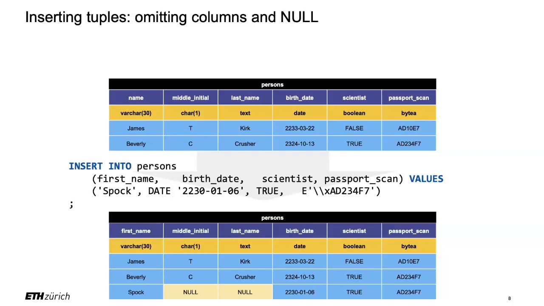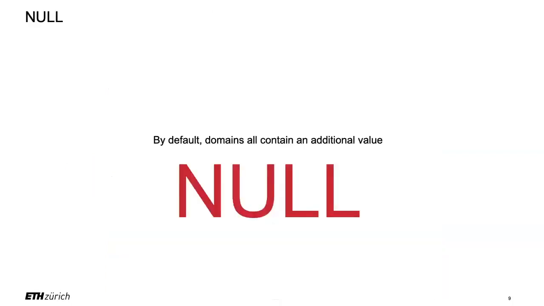And something new happens also in this example, because I have 6 columns in my table, but I only specified 4 of them. So what's going to happen with the other 2, middle initial and last name? Well, they are set to null, right? And I'll come back to the semantics of null, but it basically means that there is nothing in there, right? So this is what happens if you don't have any value. It's just going to be some null.